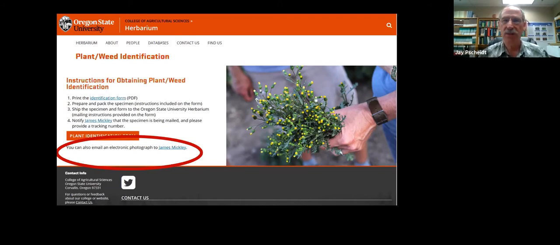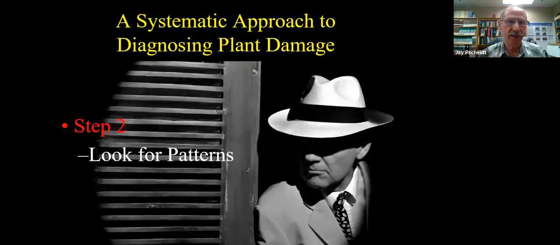So this is a service we have in the Botany and Plant Pathology department for identifying plants. Once you've got the plant identified, that usually helps pretty quickly. If you don't know what it is, a lot of times you'll recognize the plant pretty quick. Usually your client will know as well.